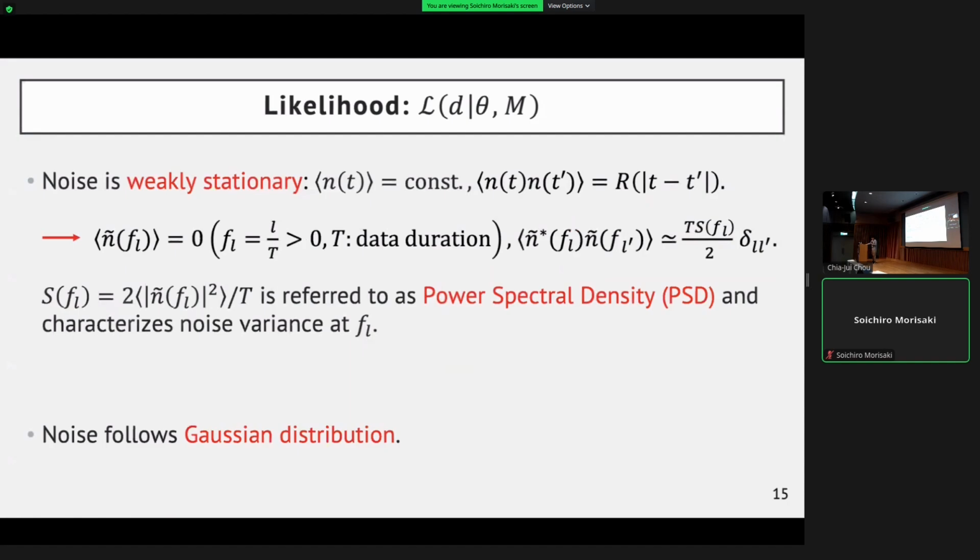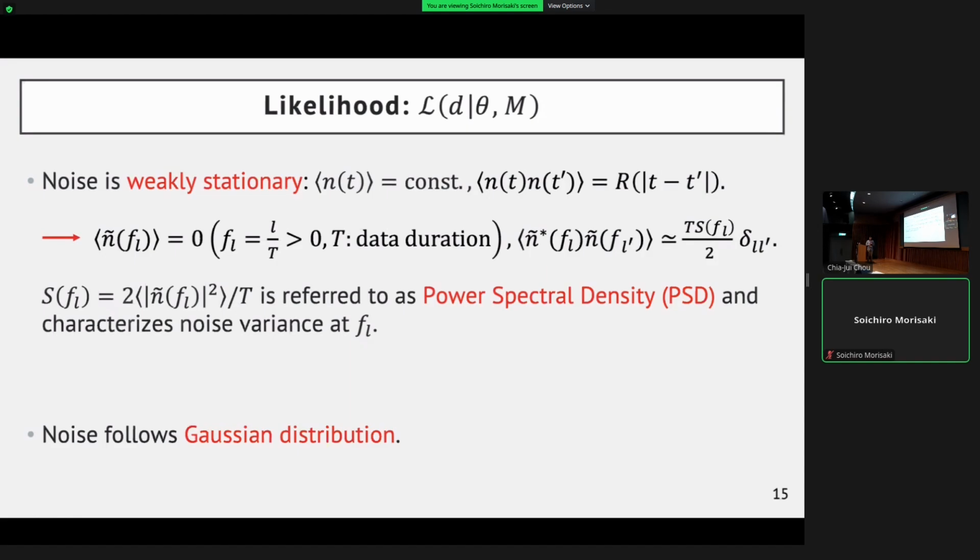And in CBC parameter estimation, we typically make two assumptions for instrumental noise. The first assumption is that the instrumental noise is weakly stationary. That means the expectation value of noise is constant and doesn't depend on time, and that the correlation of noise values at two different time values depends only on the time difference between them. And under these two simple assumptions, we can show that the Fourier transform of the instrumental noise is vanishing for non-zero frequency points.